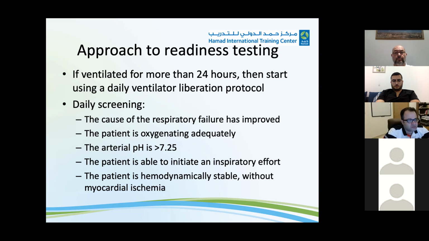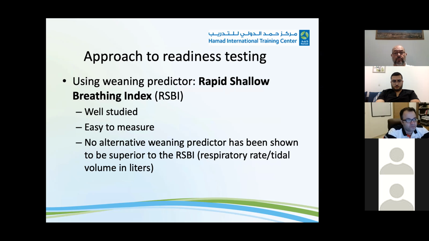And to do that, I am repeating myself, the cause of the respiratory failure should be improving. The oxygenation, the ventilation, the pH, and the hemodynamics should be controlled. And then after you verify that the patient is ready from that perspective, do a rapid shallow breathing index.